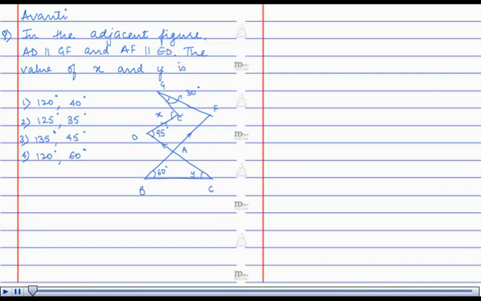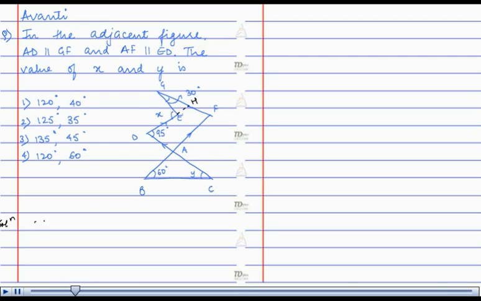Hello, I am Avanti. The question is, in the adjacent figure, AD is parallel to GF and AF is parallel to ED. The value of X and Y is. Now before we start solving the problem, we need to do a simple construction. Produce DE to meet FG at H.